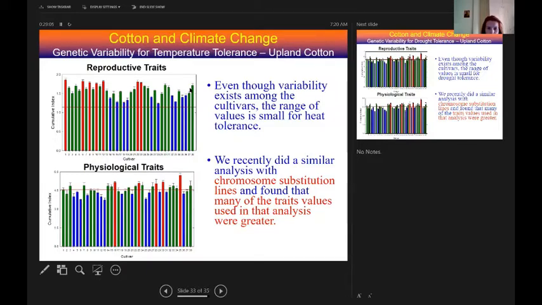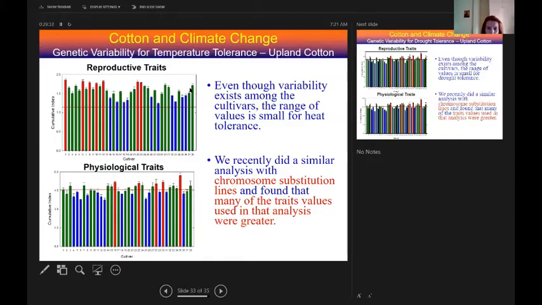You can see that for reproductive traits, there is some variation. For physiological traits, there is a small variation. Very few cultivars are classified. The red ones are more heat tolerant, and the blues are less heat tolerant. The greens are in between. The majority of them are in between varieties in terms of heat tolerance.